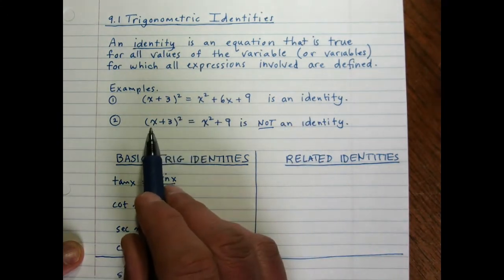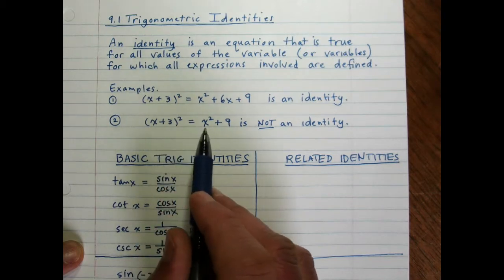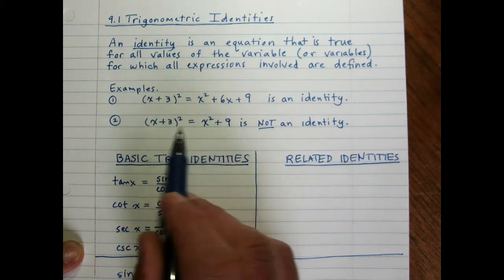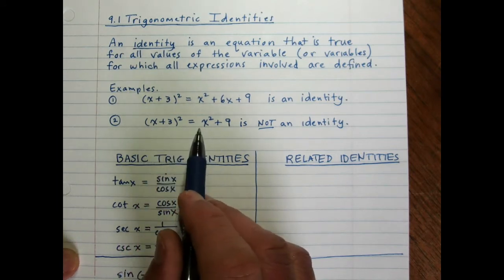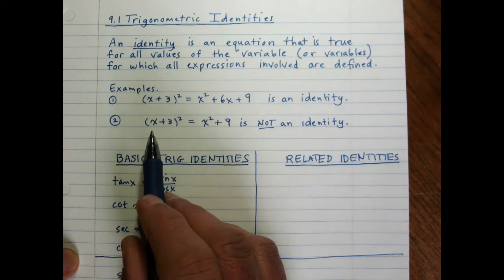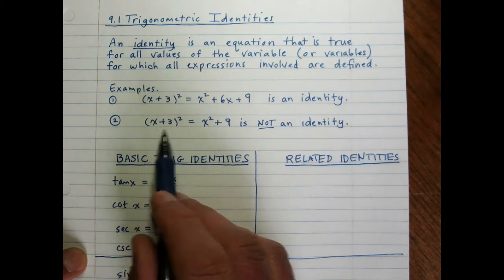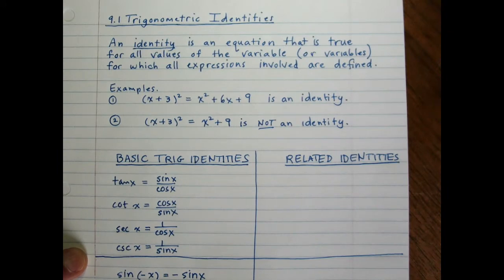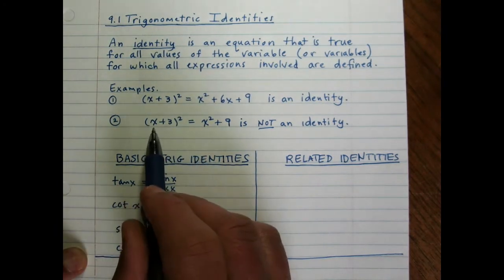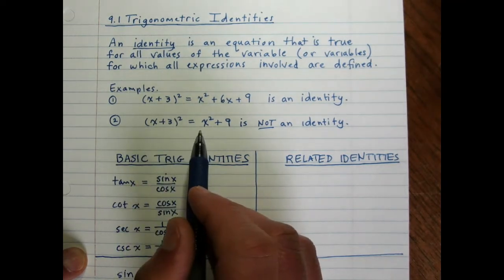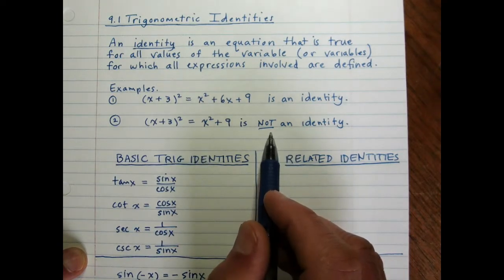But if I write the equation x plus 3 in parentheses squared equals x squared plus 9, that is not an identity. For most values of x, when I plug in, I will not get both sides equal. There may be some values of x that make both sides equal. You might think about whether you could even find a value of x that would work here. Think about that for a moment, like maybe x equals 0 would make both sides equal. But most values of x that you would plug in would not make both sides equal. And so that second example is not an identity.